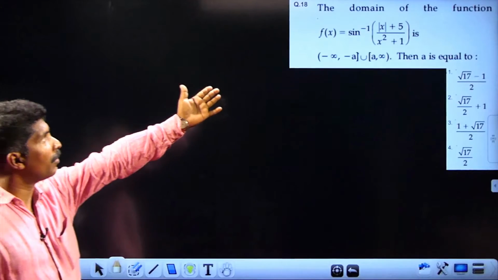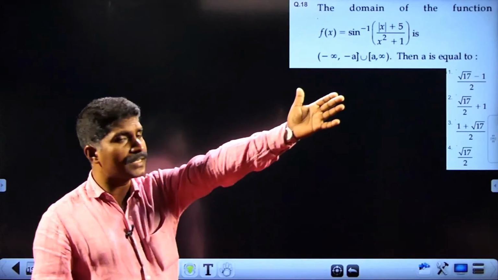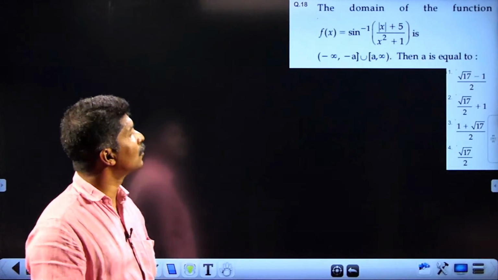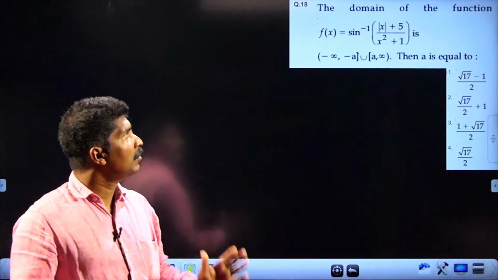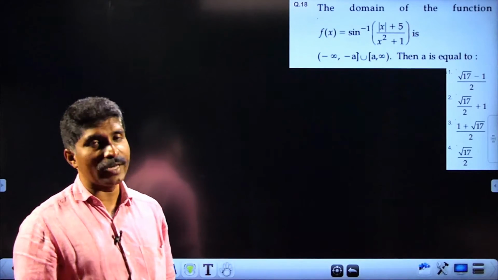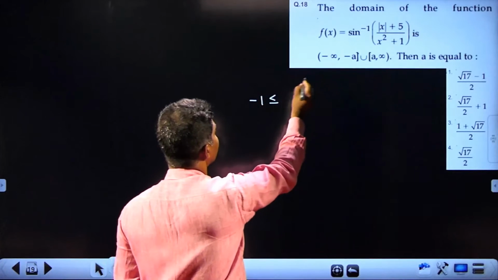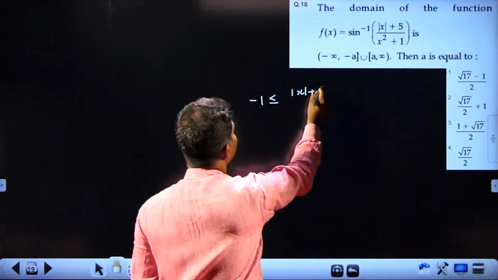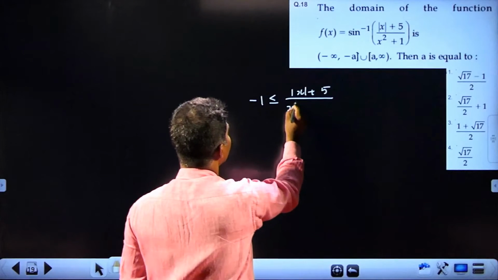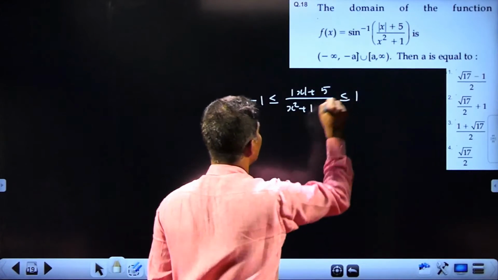Next is the domain. Domain of the function f of x equal to sine inverse of mod x plus 5 divided by x square plus 1. What do you know is sin inverse value lies in between negative 1, that is negative 1 less than or equal to mod x plus 5 divided by x square plus 1 less than or equal to 1.